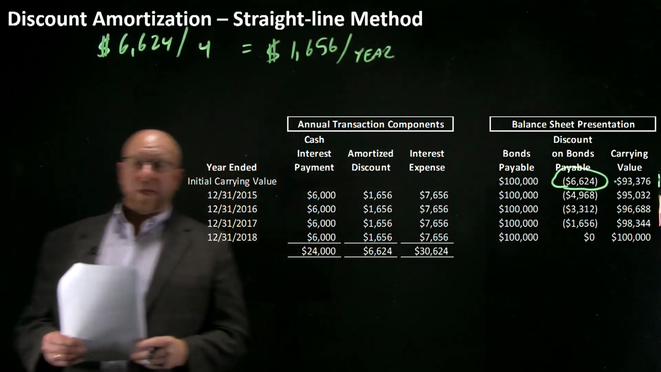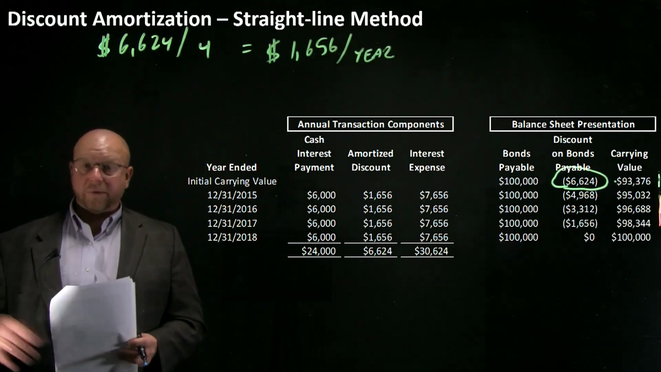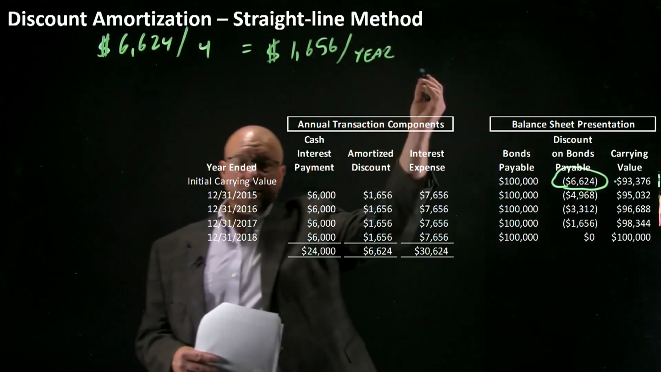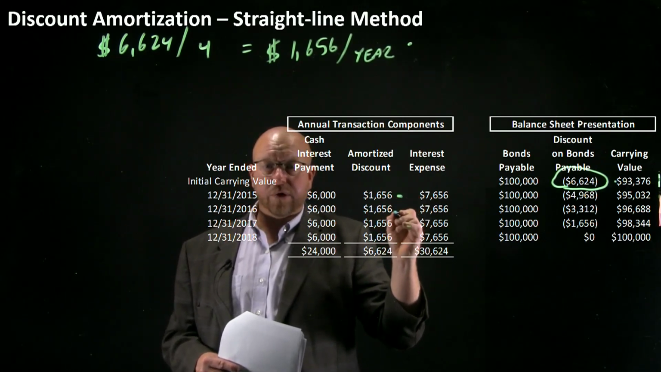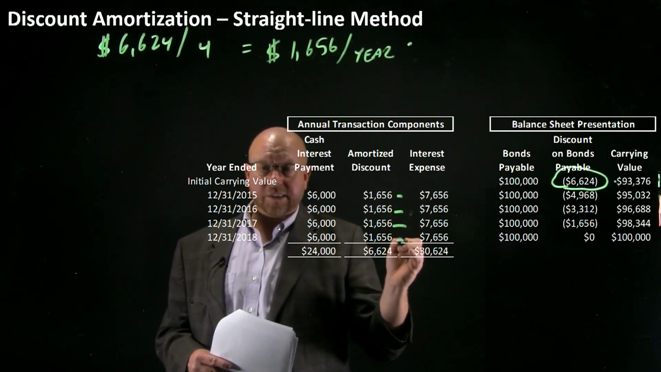We could do it on the straight line method like we did with the premium situation, where basically, see this $1,656, systematically for each of the next 4 years, we're going to amortize the discount.